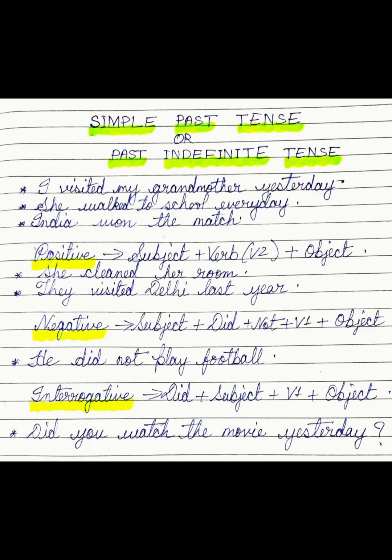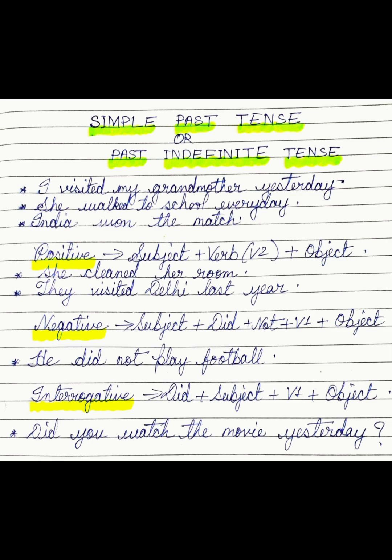So what is the structure here? Subject plus second form of the verb plus object. Okay? Now remember this carefully. Positive sentences always use verb second form. We can say V2 means verb second form. For example, go. Its second form is what? Went. Eat, ate. Write, wrote. Play, played. Visit, visited.